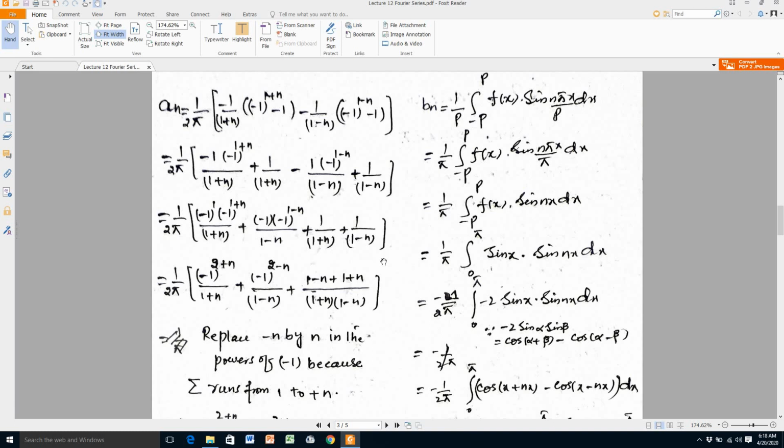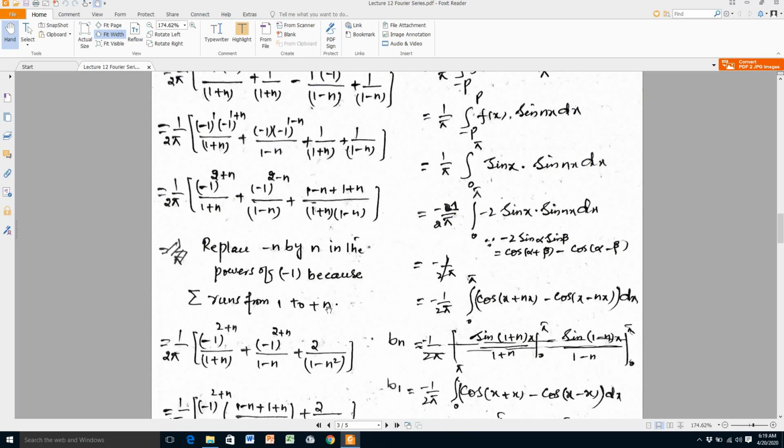They are equal on both sides, from 0 to the positive side and from 0 to the negative side. The length of the interval from 0 to either the positive side or the negative side is equal. So we replace here, because the summation runs only for positive n, from n equal to 1 to infinity. Replace minus n by n in the powers of minus 1, because the summation runs from 1 to plus infinity.